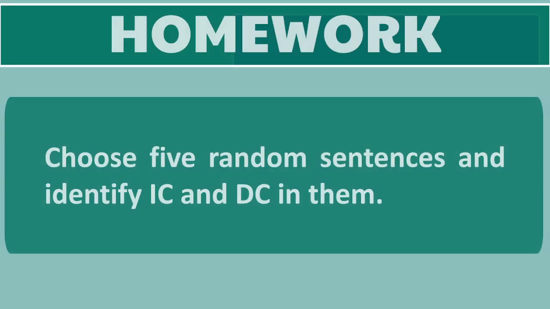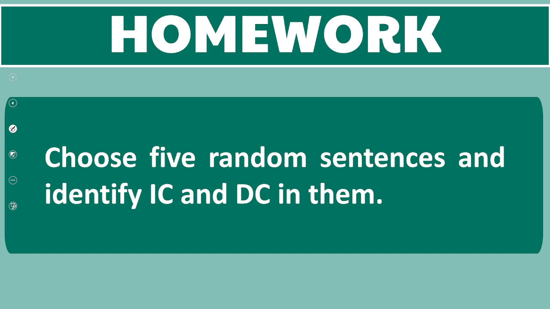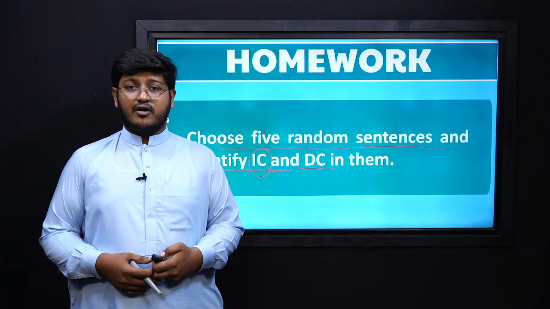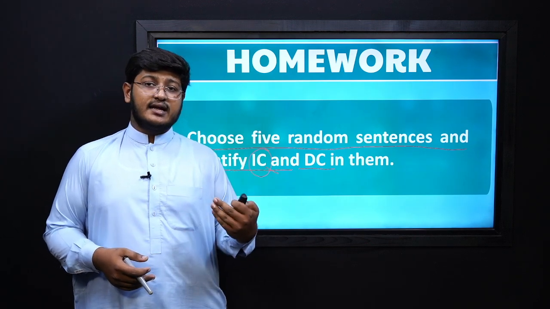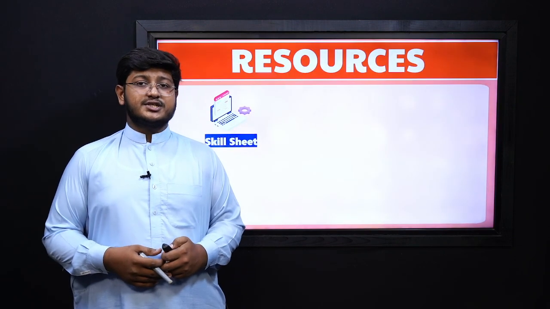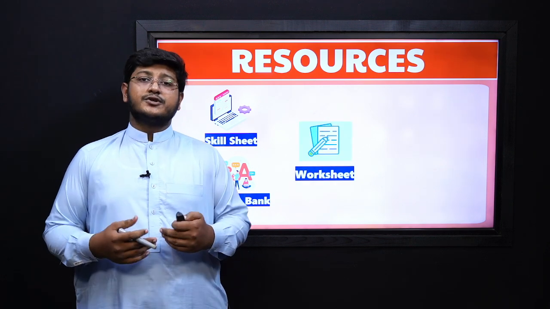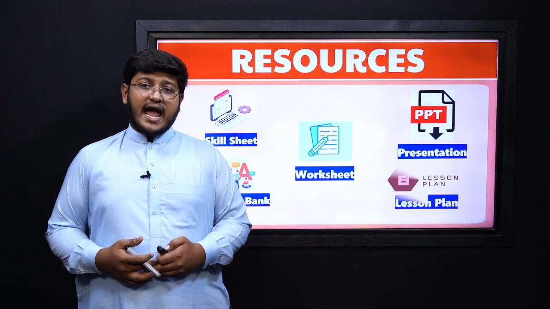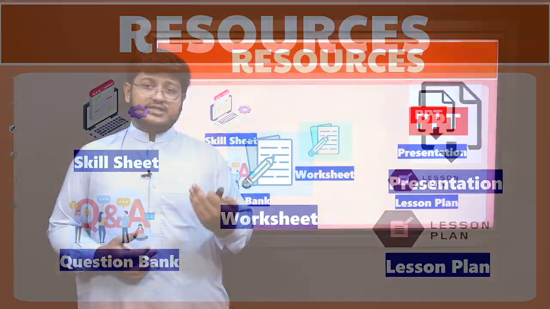So here we have the homework. What you have to do in the homework: choose 5 random sentences and identify the independent clause, which can be written in the form of IC, and the dependent clause. This homework will also check whether the SLO is achieved or not. It will also be a test of the skills which you have learned in this lecture. I hope you guys have understood the lecture. Here is the resource pack which will assist you to achieve the SLO, and definitely will add to your skills and understanding.